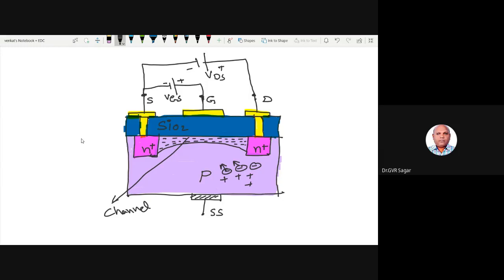This channel will act as a bridge between the source and drain. The particles which are repelled from the source, because the source is negatively connected, the majority charge carriers are electrons here. Electrons are repelled from the source terminal and move towards this channel. They enter the channel and mix with these electrons, and these particles move in this direction.